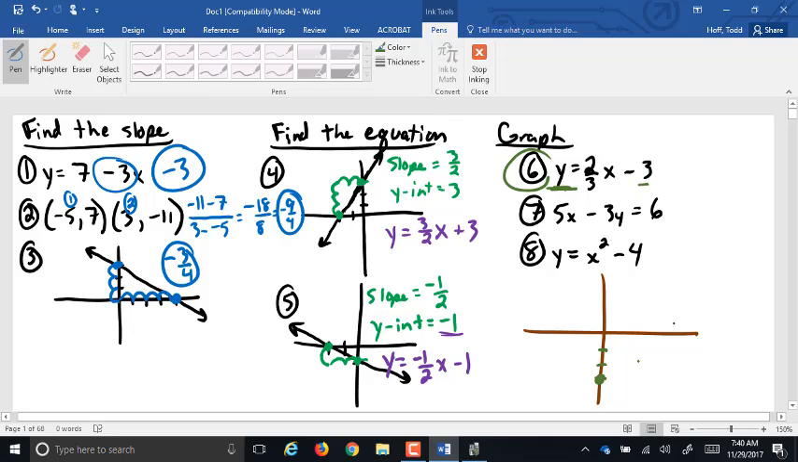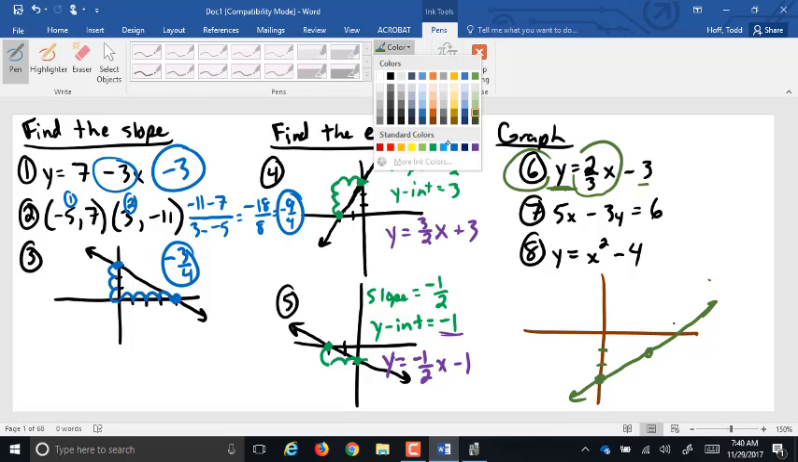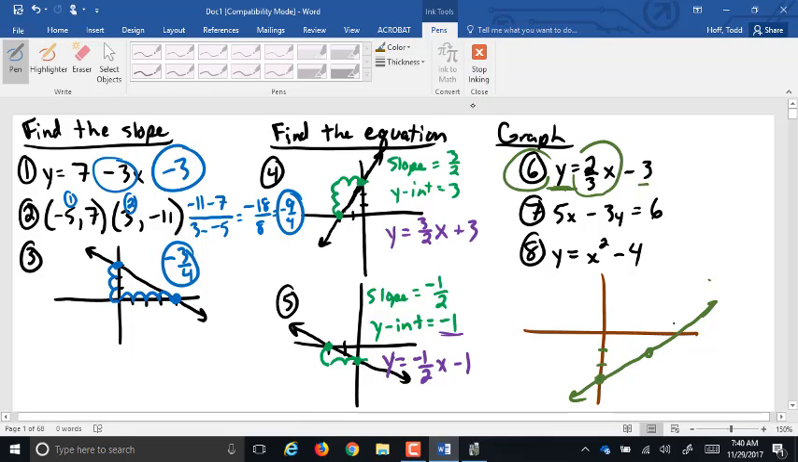From that point, our slope of 2/3, we go up 2 over 3. So again, this isn't there. The line just goes through those 2 points. So that's number 6. Number 7 requires a wee bit of work.